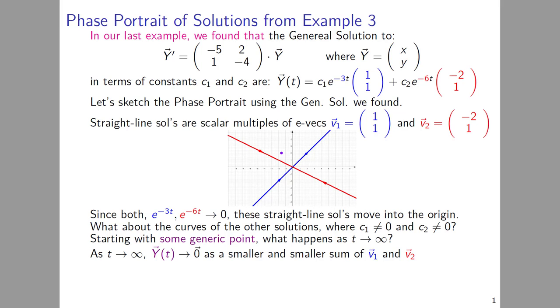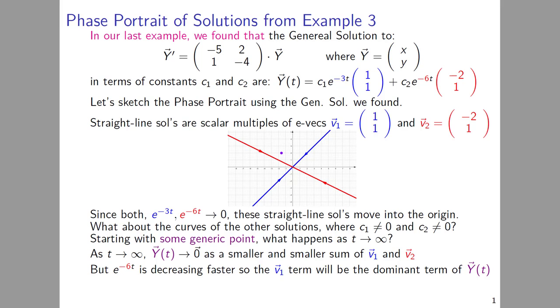But we need to figure out how they approach the origin. Since e to the negative 6t is decreasing faster than e to the negative 3t, our scalar multiple of v1, so our term containing v1, will become the dominant term. So for large values of t, the term c2 e to the negative 6t times negative 2, 1 is negligible compared to the other term. And so near the origin, our function y of t approaches the vector 1, 1. That is, as y of t goes into the origin, it goes in asymptotically parallel to v1.